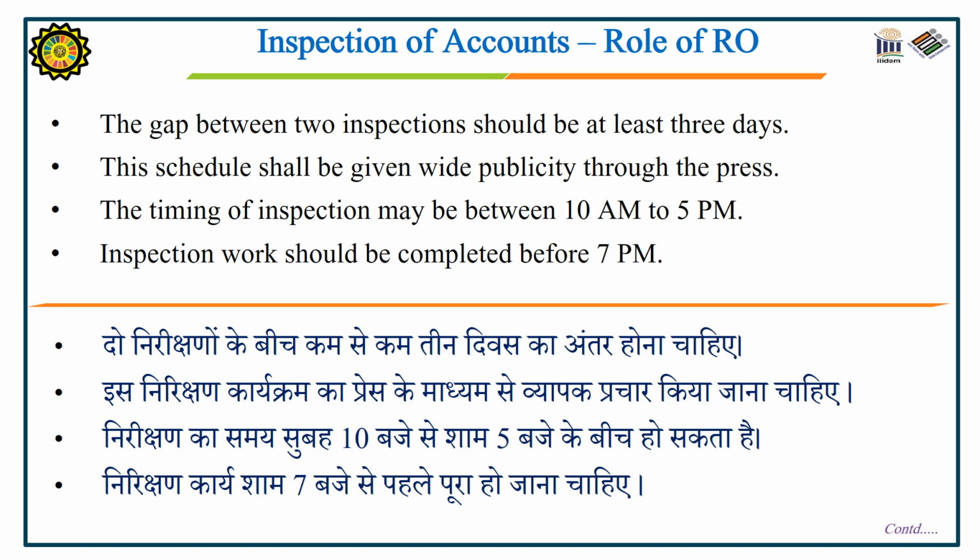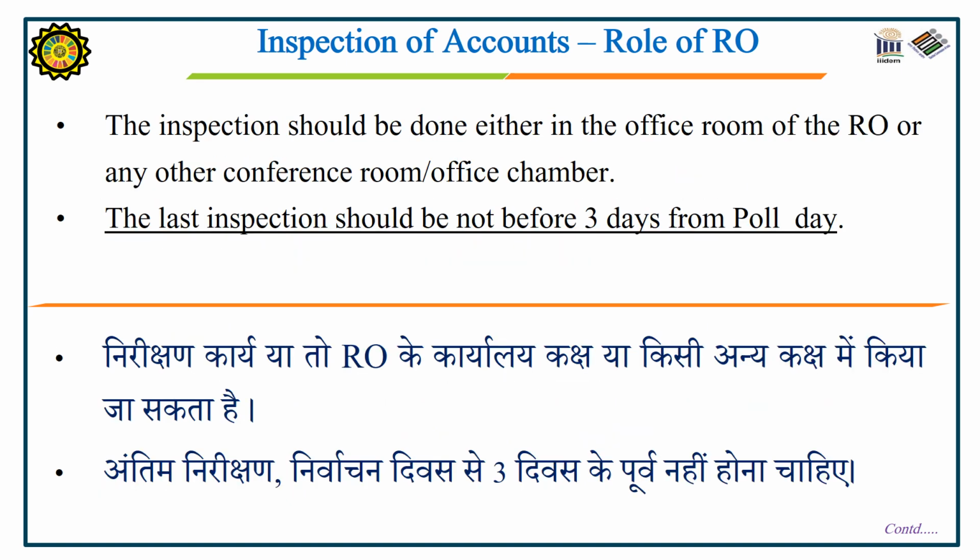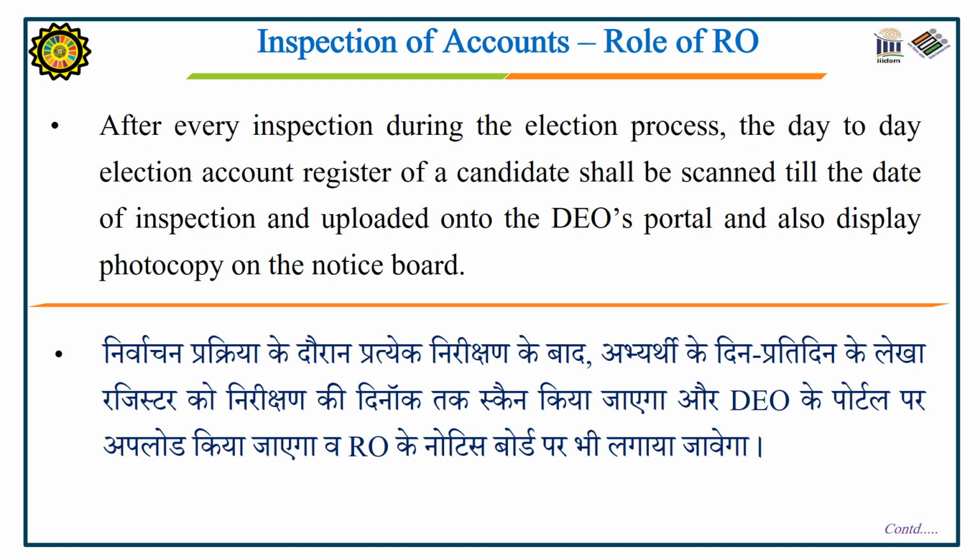The timing of inspection may be between 10 a.m. to 5 p.m. Inspection work should be completed before 7 p.m. The inspection should be done either in the office of the RO or any other conference room or office chamber. The last inspection should not be done before 3 days from the day of poll. After every inspection during the election process, the day-to-day election account register of a candidate shall be scanned till the date of inspection and uploaded on the DO's portal, and a photocopy also displayed on the notice board.